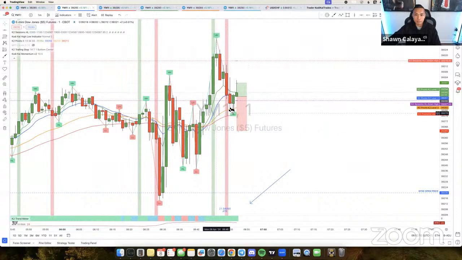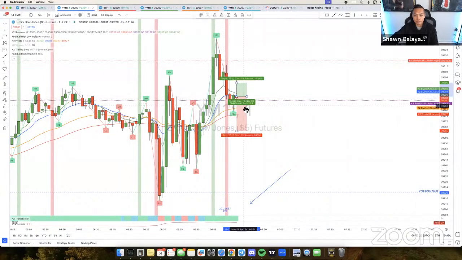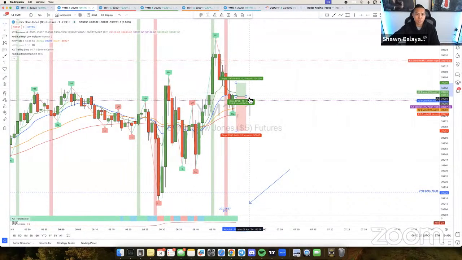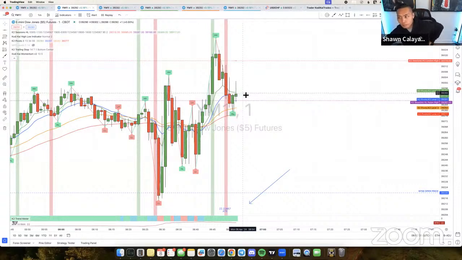So we have the double body rejection right here. You can see how this green candle is smaller than the red. This is the setup that I was looking for, but unfortunately, we couldn't take it because it was right at the sessions. So you guys can see how lucrative this strategy is. I showed you guys a couple examples today, and they all pretty much hit. This strategy is pretty good. It's good for consolidating markets.